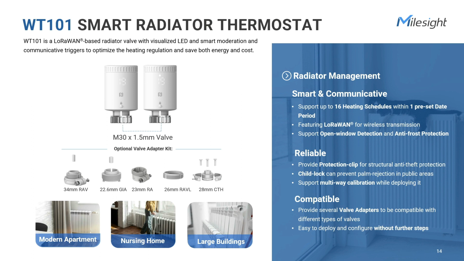So the first product is the WT101 Smart Radiator Thermostat. It offers one preset date period and can accommodate up to 16 customized heating schedules. It can quickly detect abnormal temperature differences and extreme low temperatures, taking prompt corrective measures by adjusting the valve opening. Paired with Wi-Fi, the LoRa-enabled radiator thermostat offers excellent coverage over a large area, enabling long-range wireless transmission and communication capabilities.